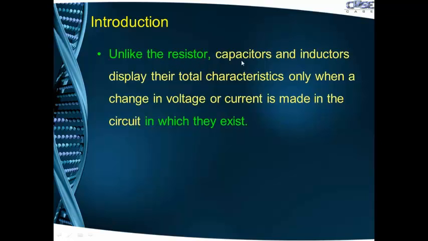But in capacitors and inductors, if a constant voltage is applied across these elements, then there would not be any current in these components. The current would only flow when a change in the voltage occurs across these components.